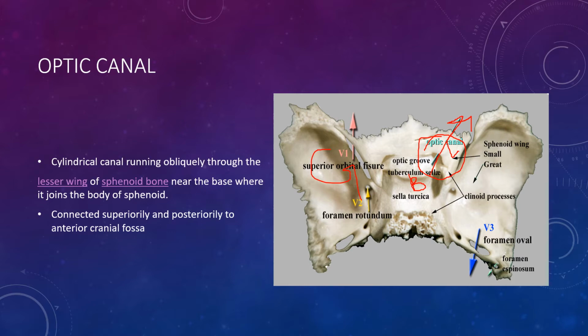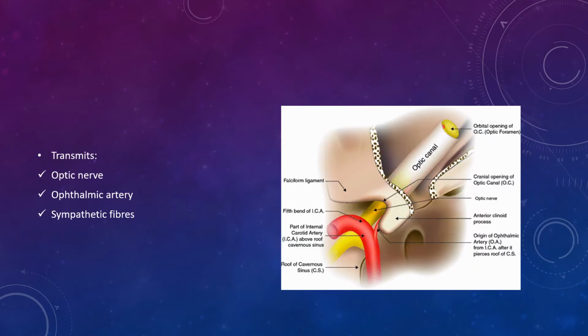Right, so it is a cylindrical canal which runs obliquely through the lesser wing of the sphenoid bone near the base where it joins the body of the sphenoid. Now through this optic canal, the orbit is connected superiorly and posteriorly to the anterior cranial fossa. Now let's talk about the structures which are passing through this optic canal. The important thing is the optic nerve, the ophthalmic artery, which is a branch of the internal carotid artery, and the sympathetic fibers. The sympathetic fibers wound around the internal carotid artery and enter the orbit.